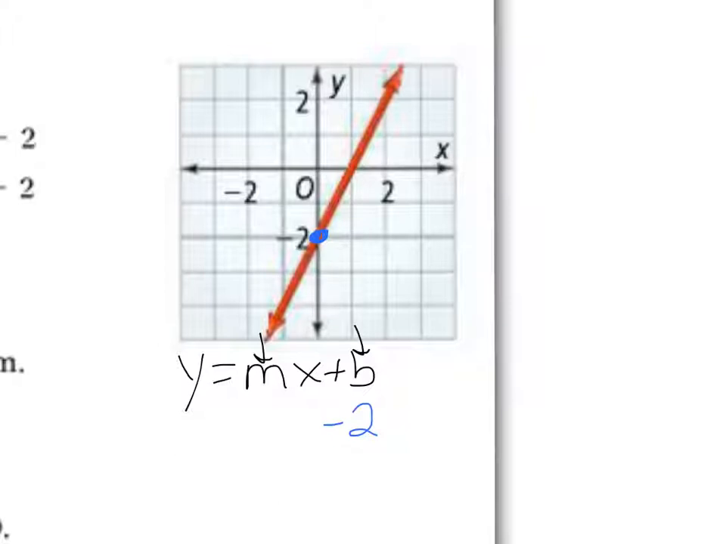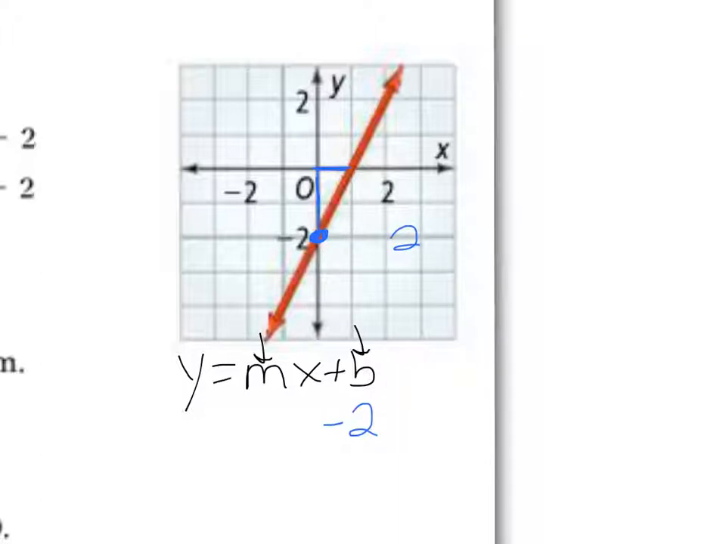Then you have to calculate your slope. So anytime you have a graph, use rise over run, but make sure you look at what each block represents. You look at the units, but it looks like here each block represents 1. So I'm going to rise 2, and I'm going to run 1.